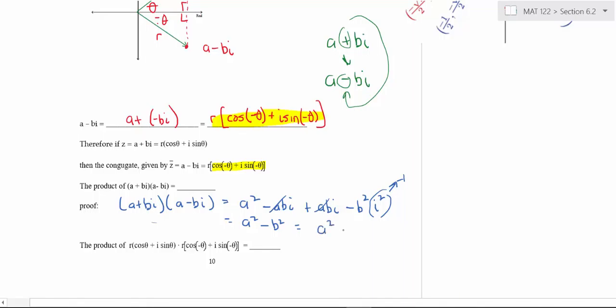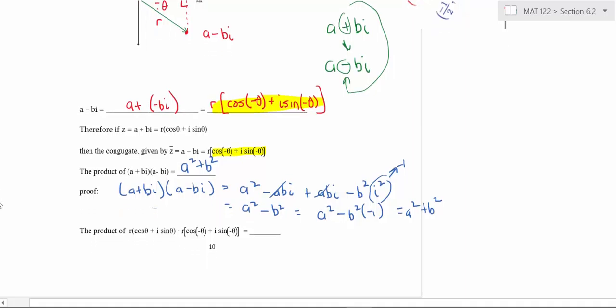Okay, so we've got a squared minus b squared times negative 1, and then that gives a squared plus b squared. So that's how you multiply complex numbers if they're in the a plus bi form. Now we're going to see what happens if we multiply them out in this form. And remember, we already developed a formula for this.